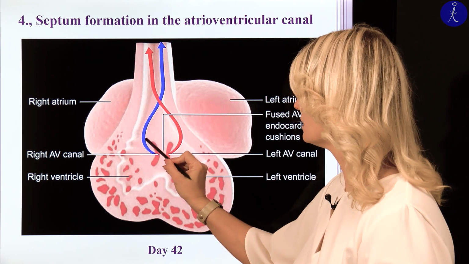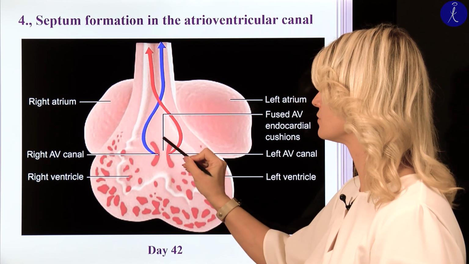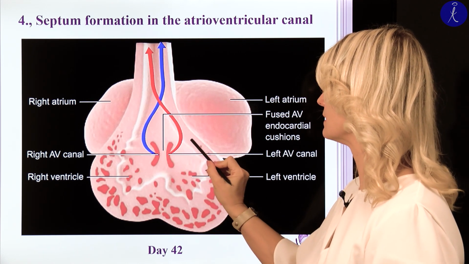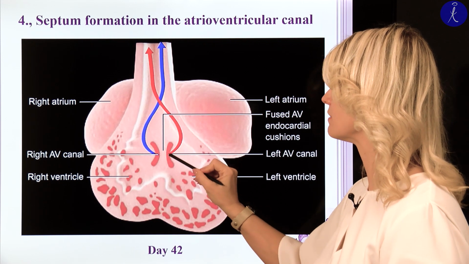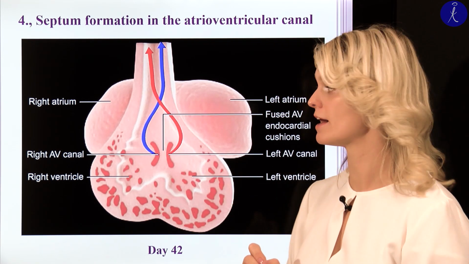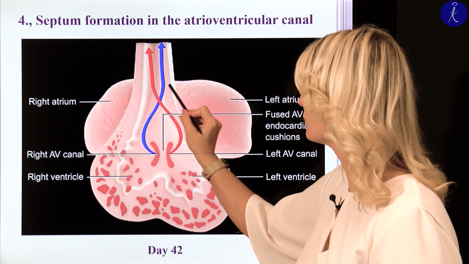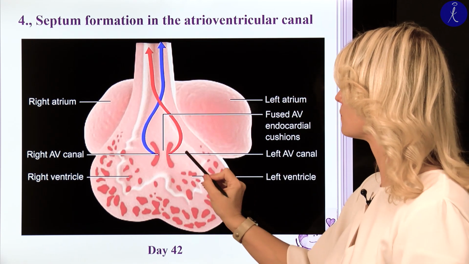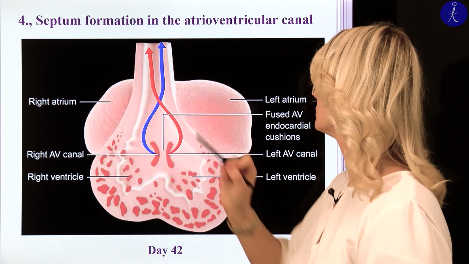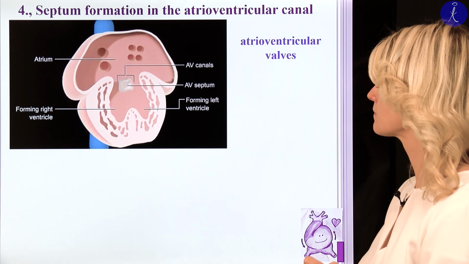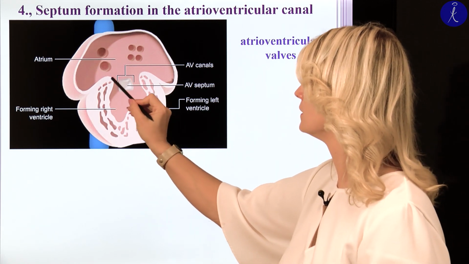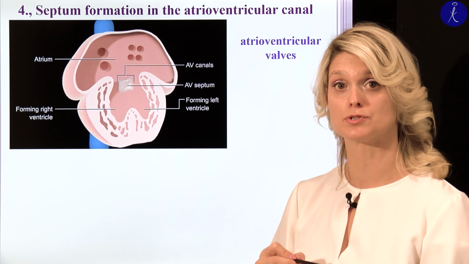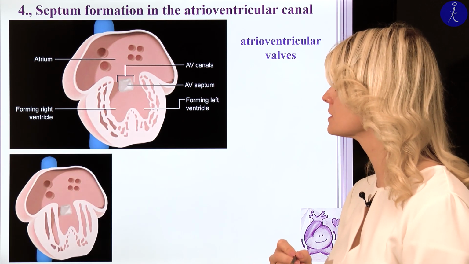In the right atrioventricular orifice there will be the tricuspid valve, and in the left side the bicuspid valve will develop. You can see the blood flow. From the right side, we are going to the pulmonary trunk. From the left side, we are going to the aorta. And finally, here we can see the development of the valves, the tricuspid and bicuspid valves.